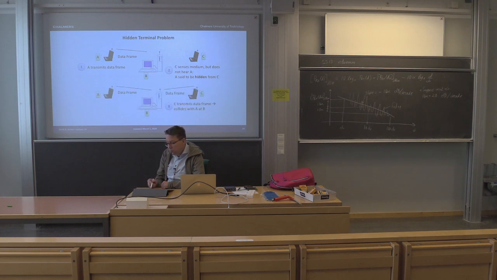Then C can, of course, start to transmit its data frame, say, that it would like to reach the access point, and then we have a collision here, and probably both frames are lost. So this is known as the hidden terminal problem, when carrier sensing does not work. When the received power at the device doing the carrier sensing is too weak for it to detect the ongoing communication. So was that reasonably clear?